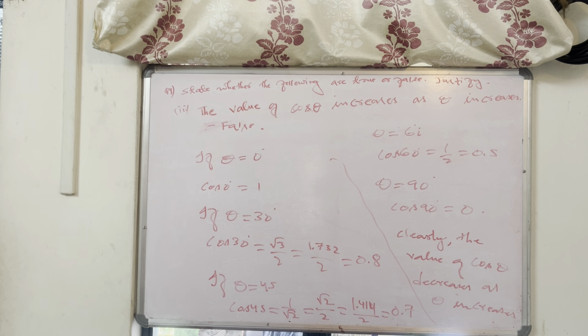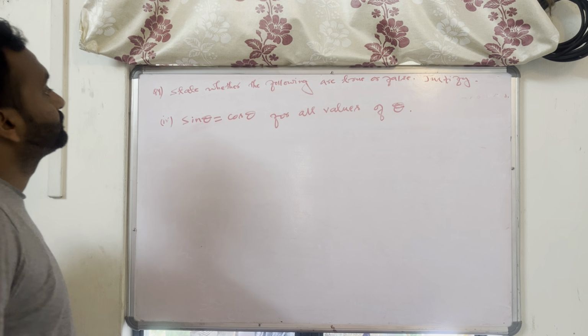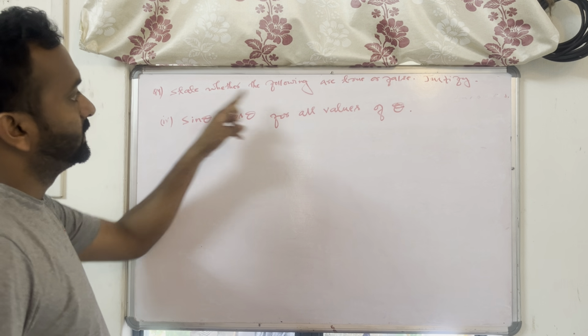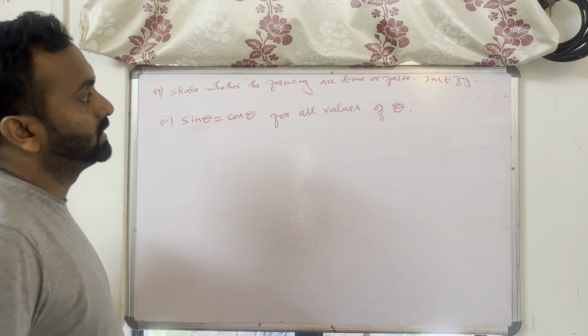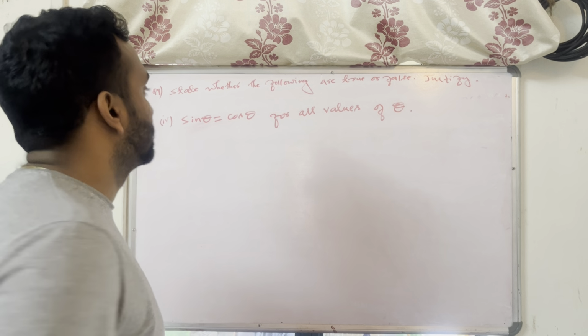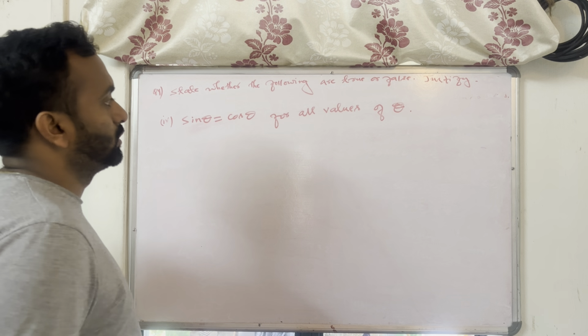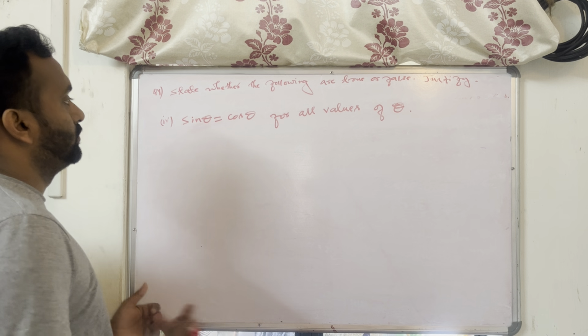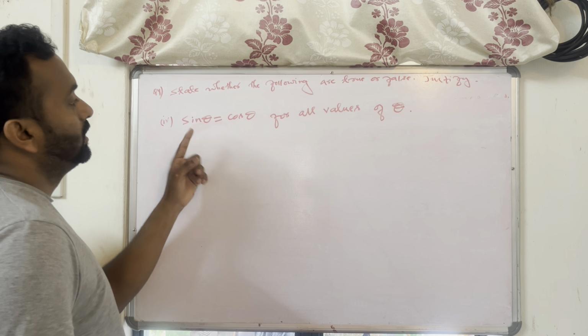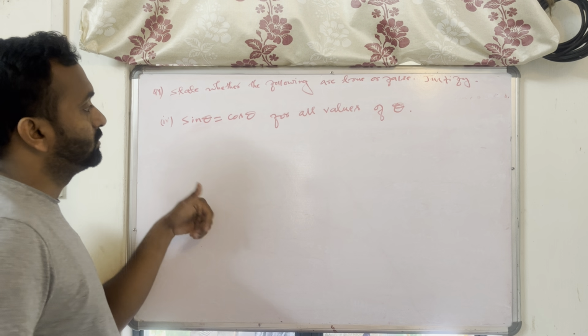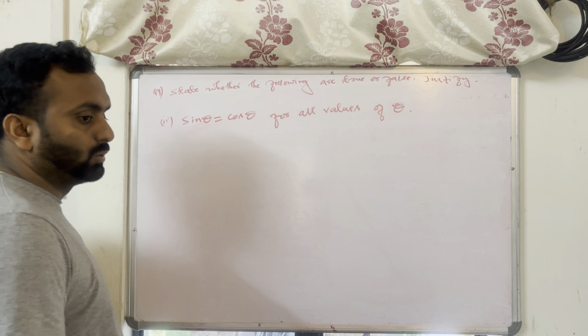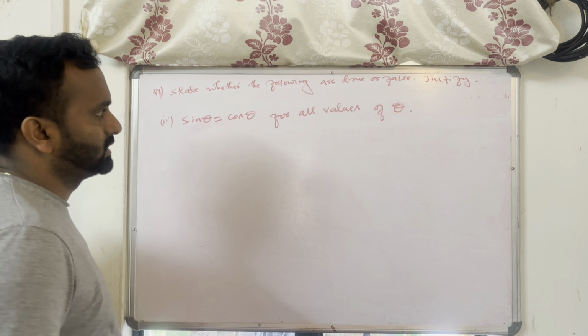That was question number 3. We're doing question number 4, part 4, and here again we have to check whether it is true or not with a justification. Here, sin theta equals cos theta for all values of theta, whether this is true or not. Obviously this is not always true. It is true only when theta is 45 degrees. For sin 45 we know it is 1 by root 2, cos 45 is also 1 by root 2, but this is not true for all the cases.